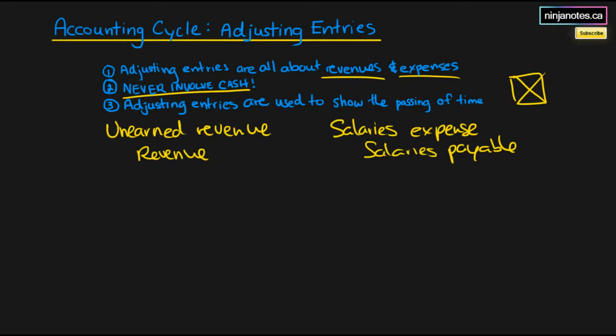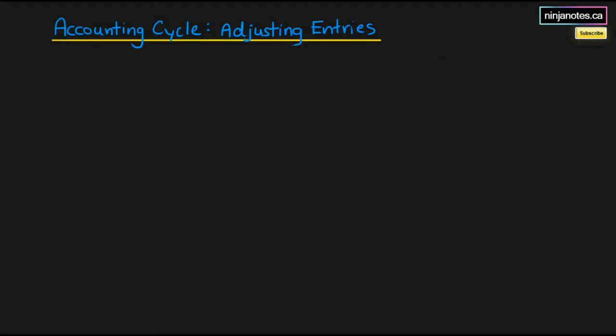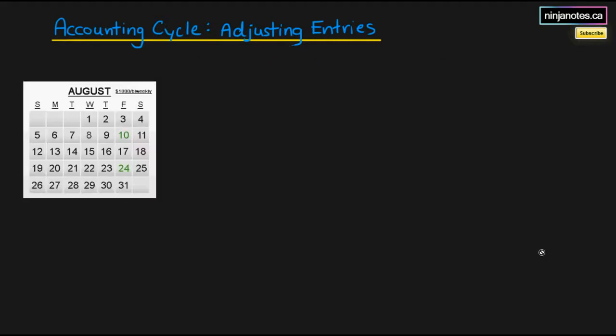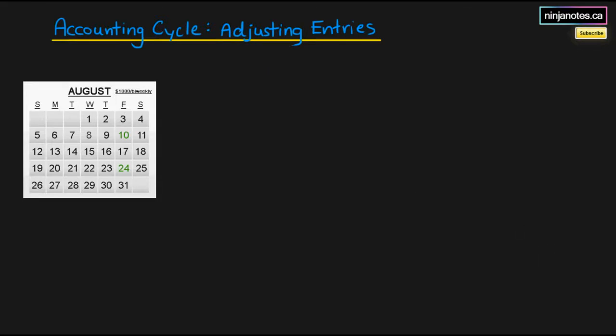And the third rule is that adjusting entries are used to show the passage of time, and that's a little ambiguous of a statement, but I'll help clear that up through an example I'm going to provide in a second, which is about a payroll for the month of August for a company. So let's get rid of all of this and bring that up. This is a payroll schedule for the month of August, and we're going to say that we are at August 31st. So it's the end of the month.